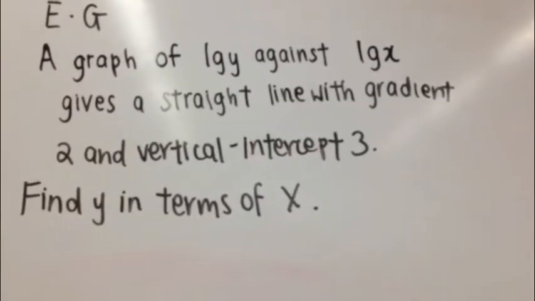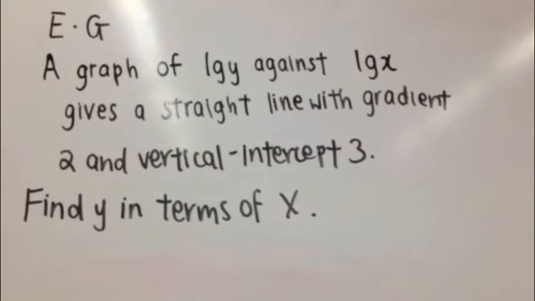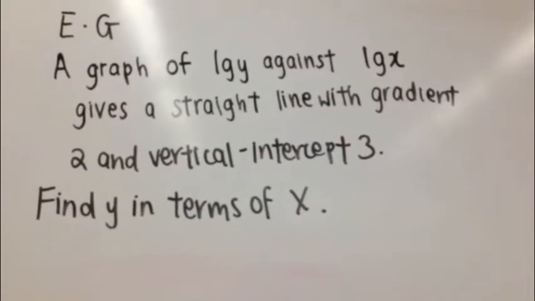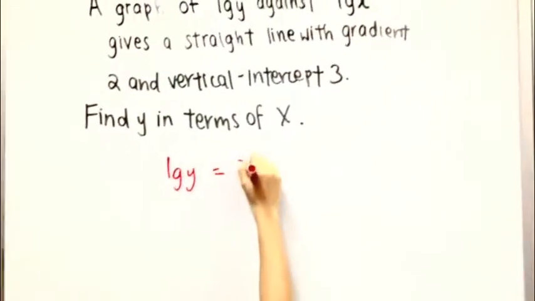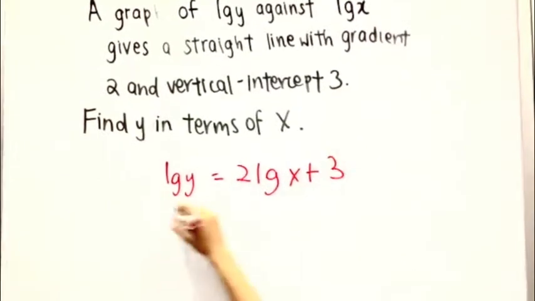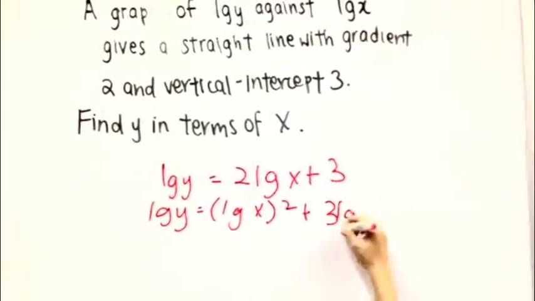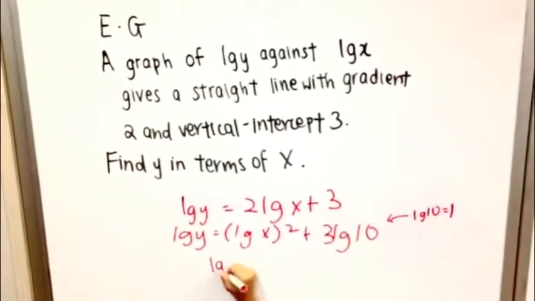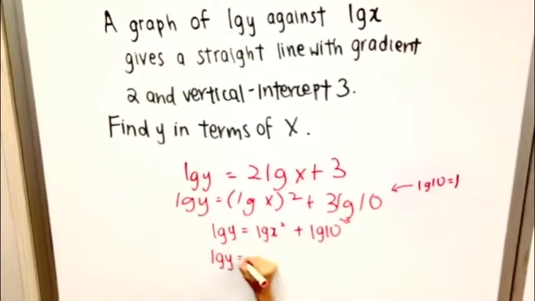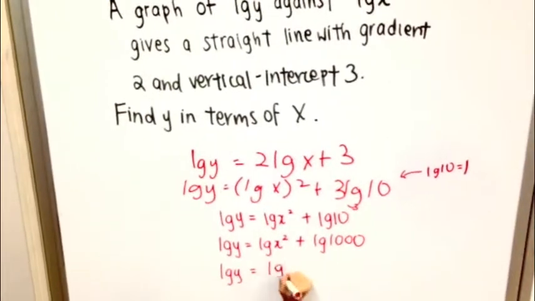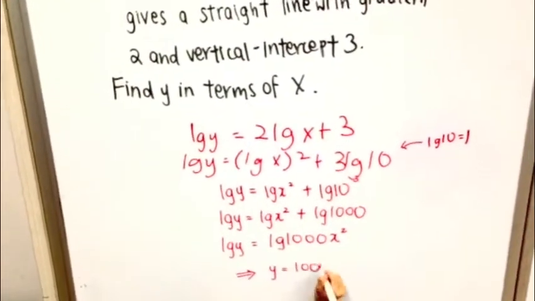Let's look at an example. A graph of log y against log x gives a straight line with gradient 2 and a vertical intercept 3. Find y in terms of x. We start by writing the linearized form of the equation. Hence, log y equals 2 log x plus 3. Then we manipulate the equation. Hence, the original function is y equals 1000x squared.